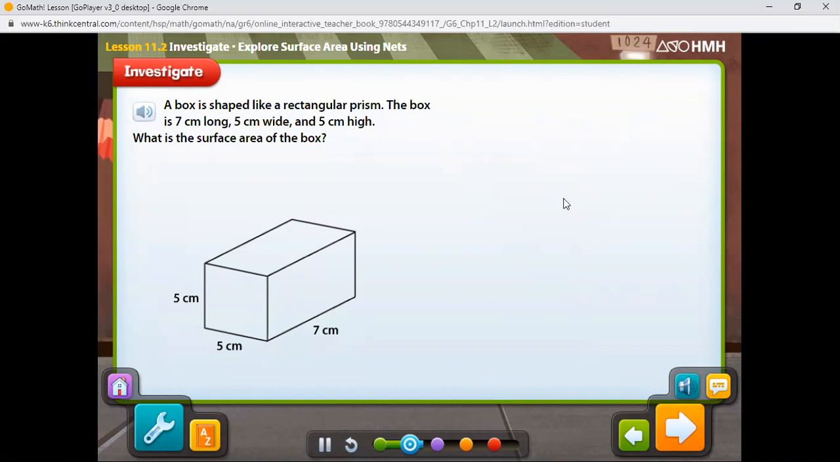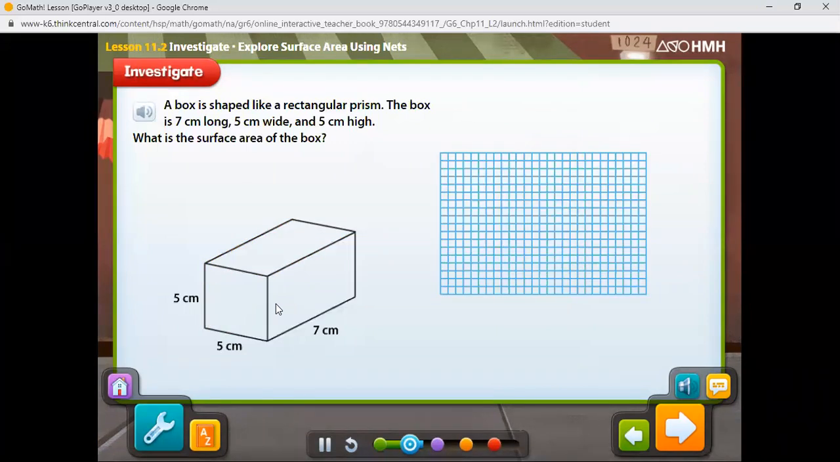This box is a rectangular prism. The surface area of a solid figure is the sum of the areas of all the faces or surfaces of the figure. Let's take a look at each of the faces. This is the front. This is the back. This is the top. This is the bottom. Here's side 1. And here's side 2. Surface area is measured in square units.